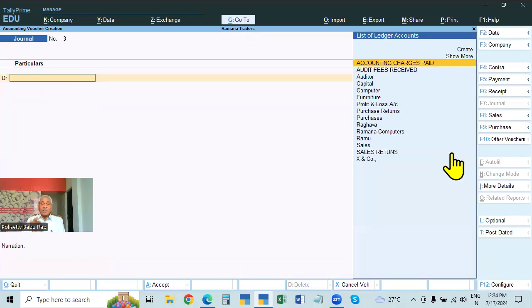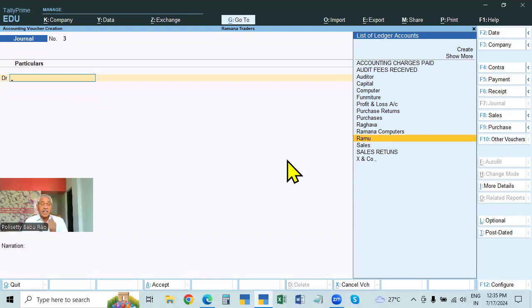The asset purchased or sold on credit. Cash means it comes under payment or receipt. It is not goods, so it is not for sales and purchase. And another one, for example, we received a check from, see, Ramu. We sold goods to Ramu. Ramu is a debtor. He paid to us by check.